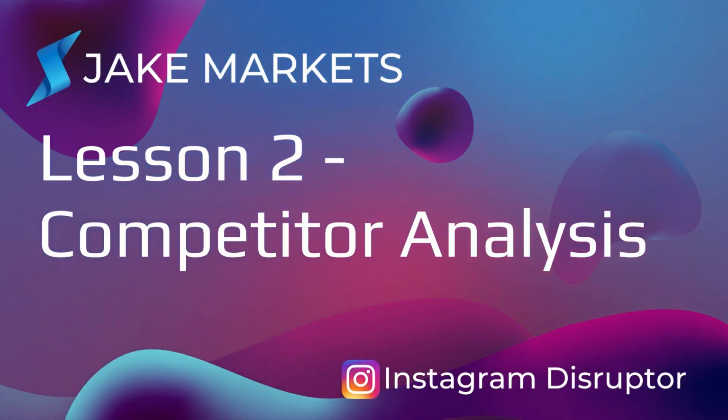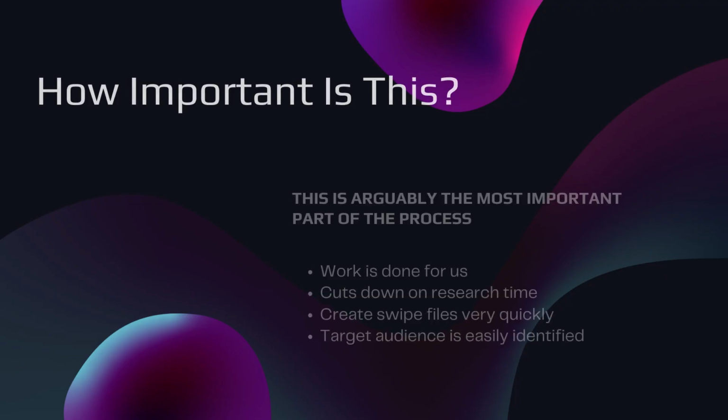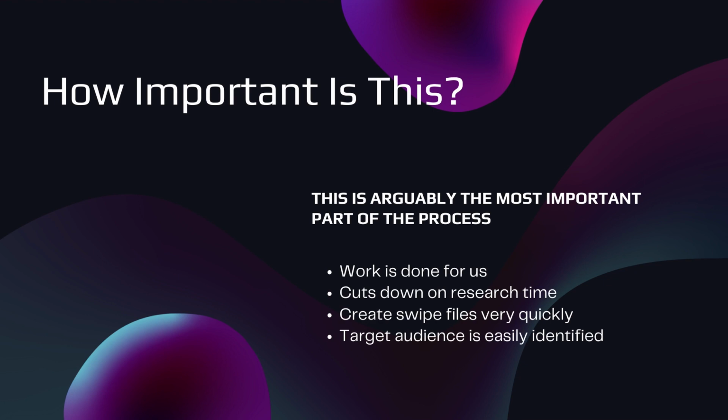Lesson 2, Competitor Analysis. So why should we not ignore this lesson? Competitor analysis is paramount when it comes to Instagram strategy. All the work is done for us. It really cuts down on our research time. It allows us to create swipe files very quickly, and our target audience is easily identified. This is arguably the most important part of the process.